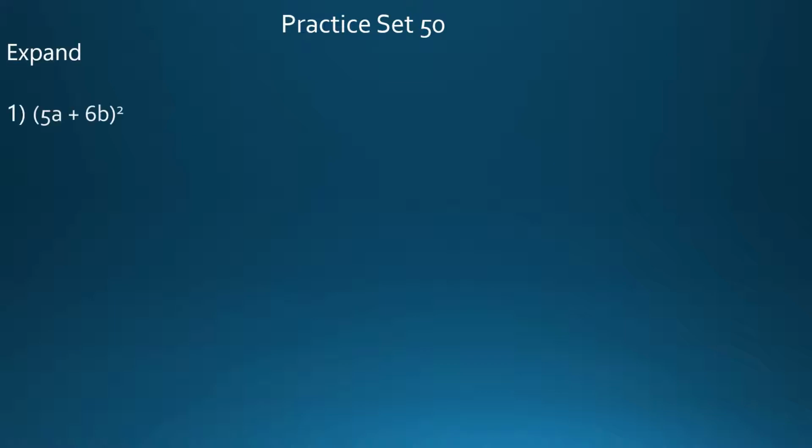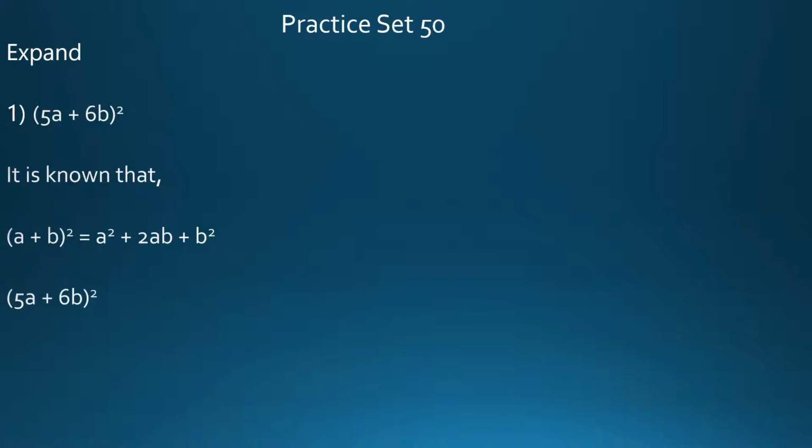First question is: expand the first sum, (5A plus 6B) the whole square. We have to expand this using the formula of expansion. It is known that (A plus B) the whole square is equal to A square plus 2AB plus B square. Instead of A we have 5A and instead of B we have 6B. So (5A plus 6B) the whole square is written as (5A) square plus 2 into 5A into 6B plus (6B) square.